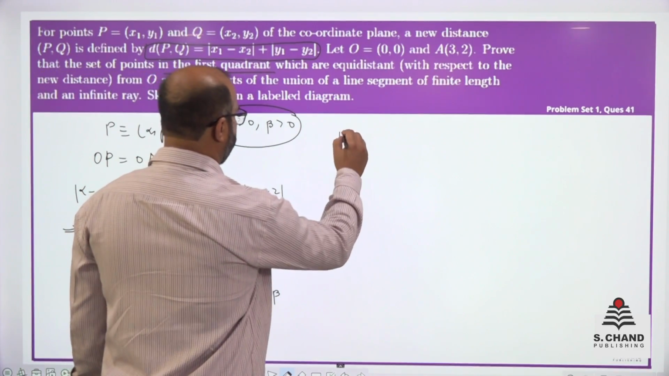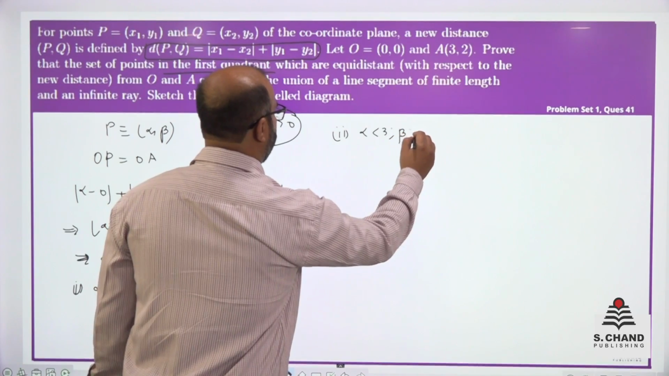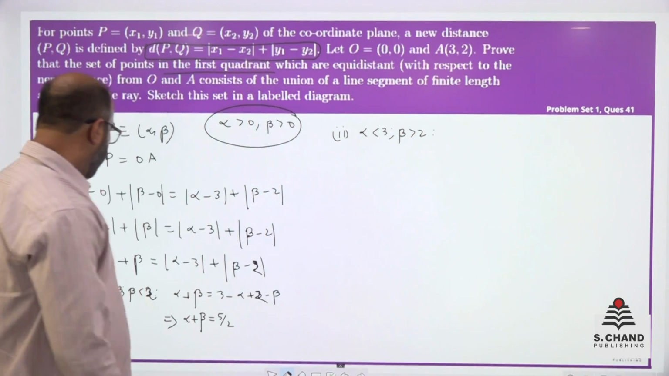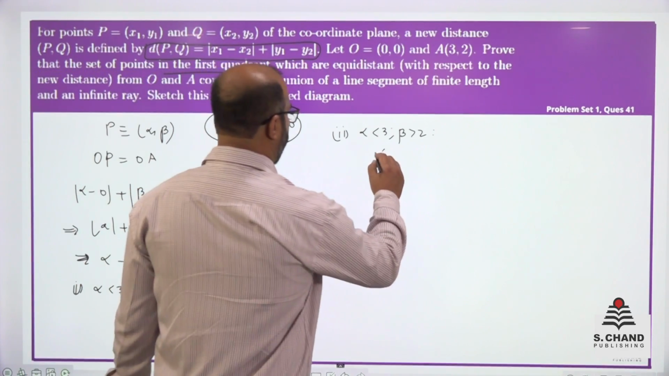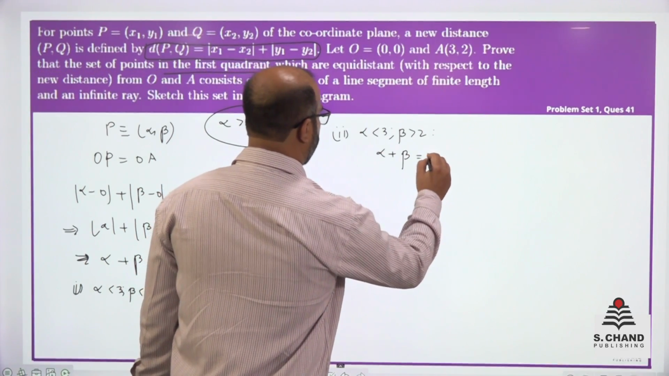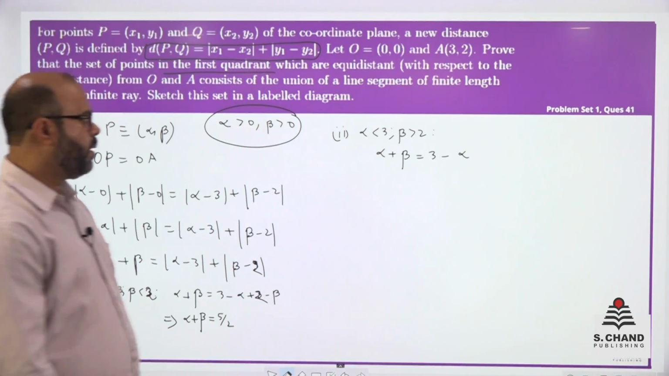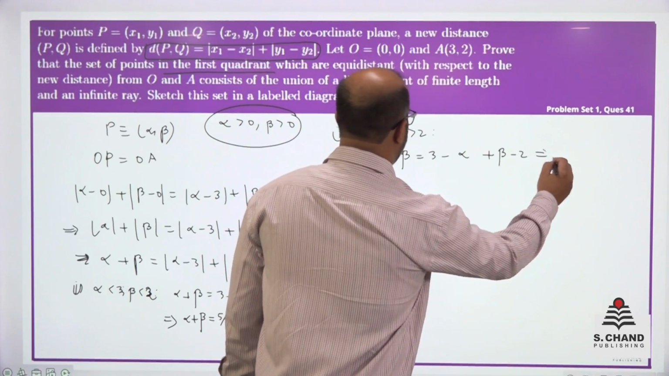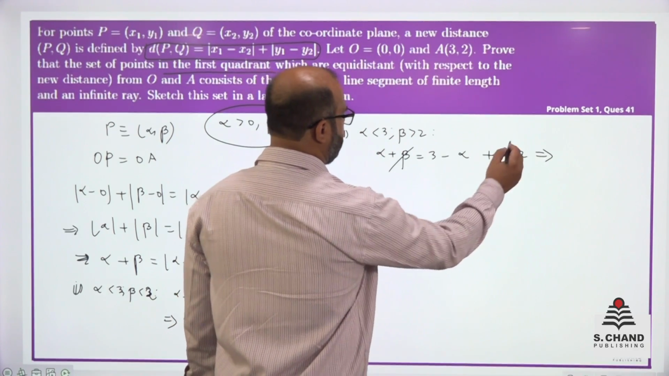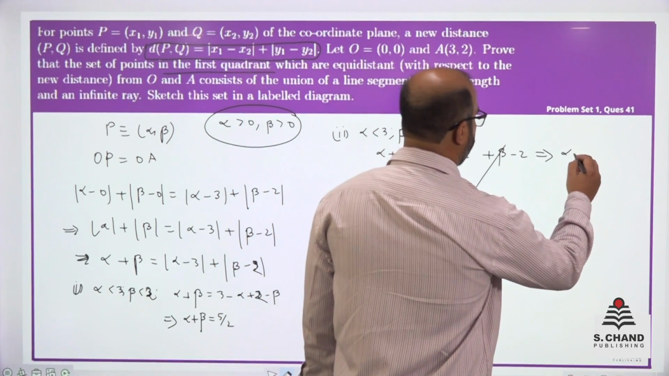Second case, alpha less than 3, beta greater than 2. So if alpha is less than 3, this will become alpha + beta = 3 - alpha + (beta - 2), since |beta - 2| becomes beta - 2. So when you solve them, beta gets cancelled and you will get 2 alpha = 1, alpha = 1/2.